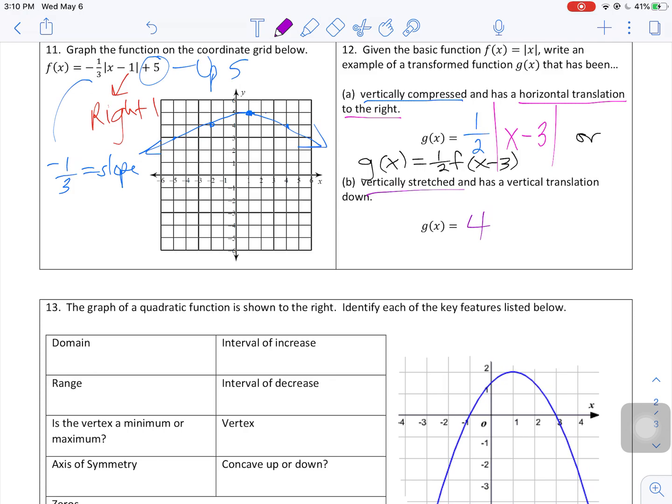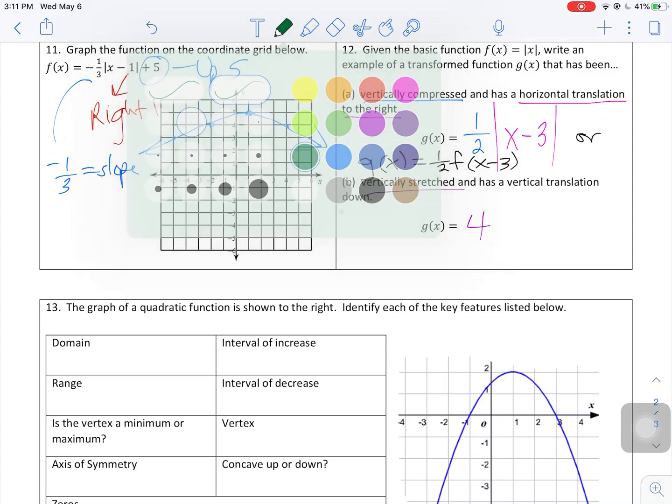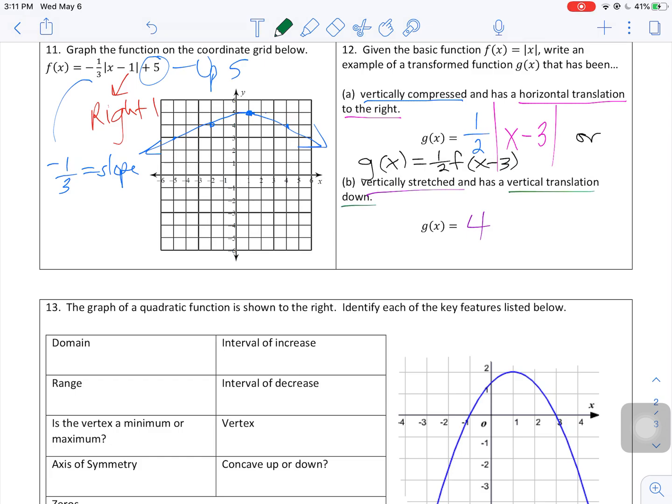And just a reminder, if I didn't say it before, the vertical compression could be any number in the front as long as it's in between 0 and 1 for the vertical compression in part A. Back on part B, the vertical translation down means it's outside of the absolute value bars. So it could be down 9 like that.